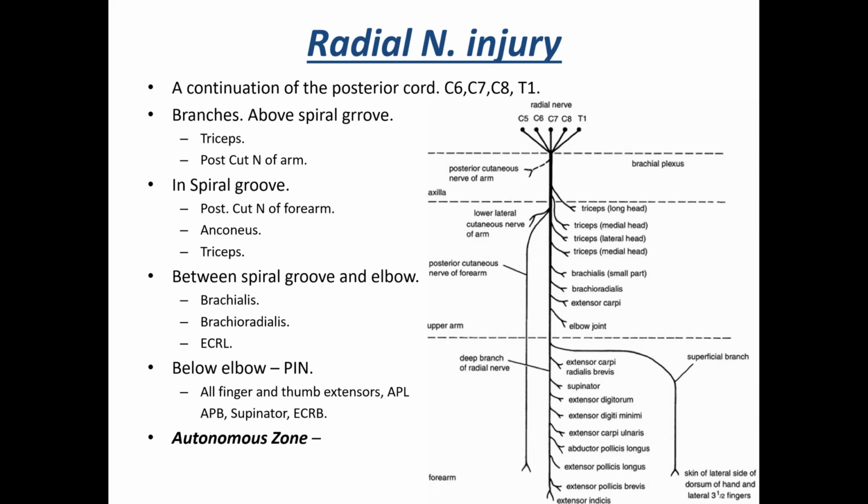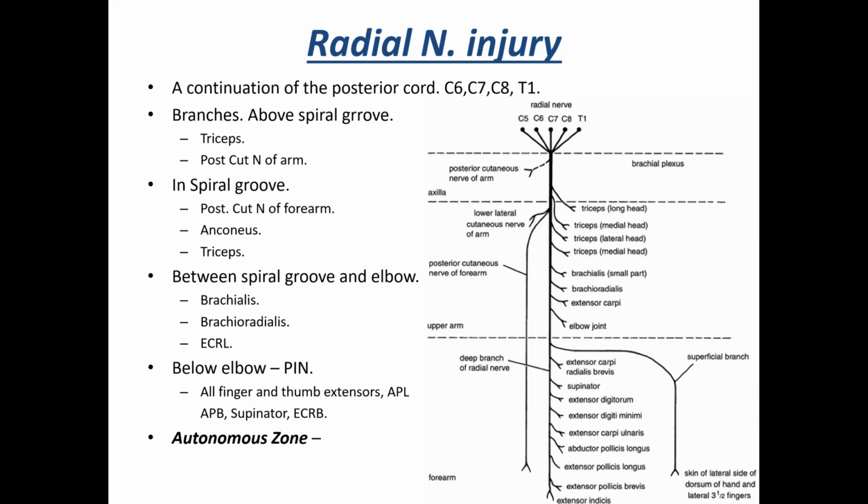After passing through the spiral groove and when it is about to reach the elbow, it supplies branches to the brachialis muscle, the brachioradialis muscle, and extensor carpi radialis longus. After crossing the elbow joint, it divides into two branches, a deep branch and a superficial branch. Deep branch is called PIN, posterior interosseous nerve, which supplies all the finger and thumb extensors. It also supplies the supinator muscle. It supplies the extensor carpi radialis brevis as well.